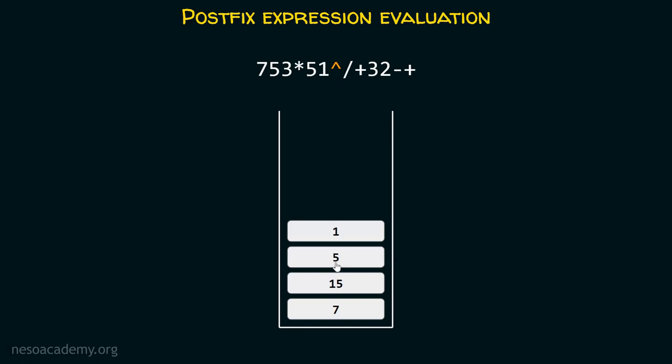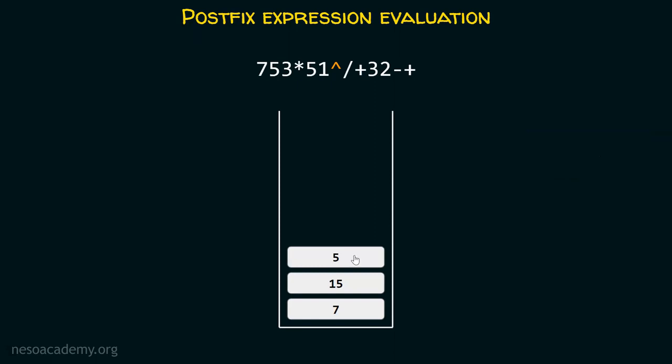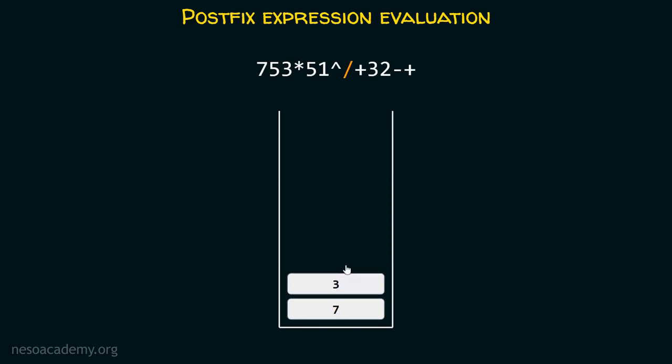But we know that 5 comes before 1. Here order does matter. We cannot perform 1 to the power 5. We have to perform 5 to the power 1, right? So we'll pop these symbols out of the stack and we will perform 5 to the power 1, which is equal to 5, right? Eventually we got this result. We'll push this symbol onto the stack after this. Now we have encountered this division symbol again. We have to pop two symbols out of the stack. This time we got 15 and 5. We'll perform the division of 15 and 5. It gives 3, right? And we'll then push this symbol onto the stack.